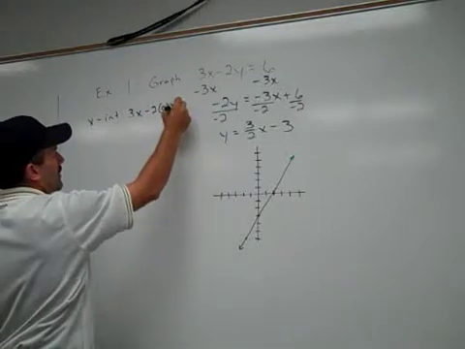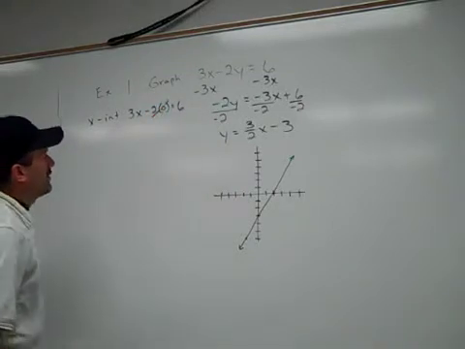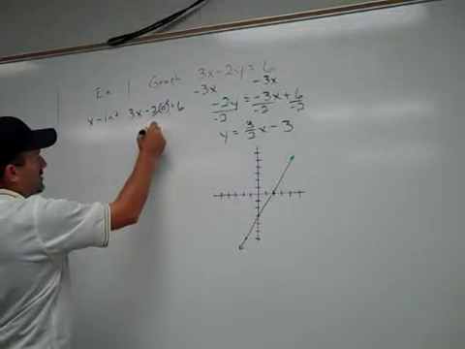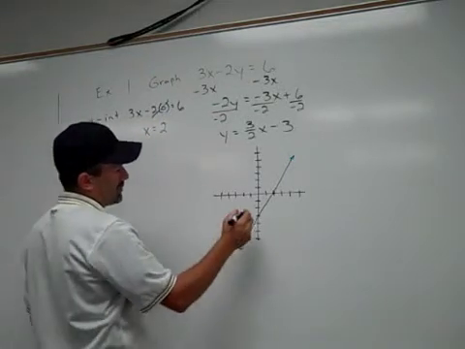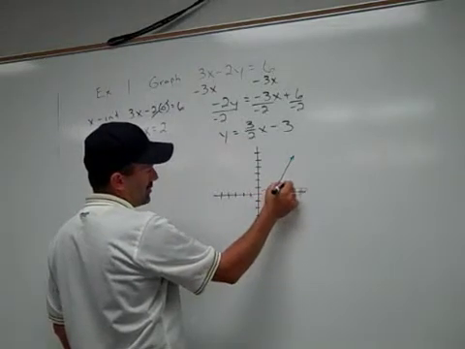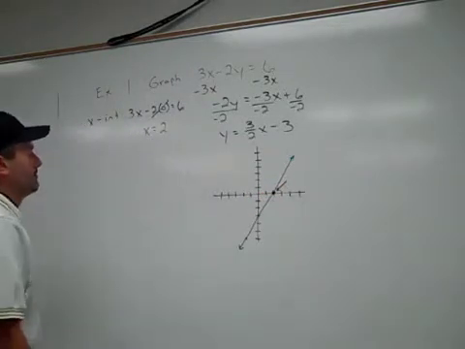And we find out that will cancel out, and so 3x equals 6, x is going to equal 2. So our x-intercept is going to be the point (2, 0), which you can see is already on our graph.